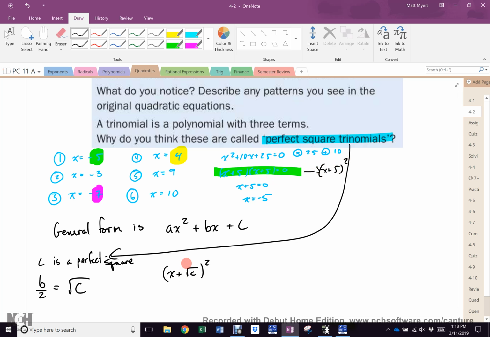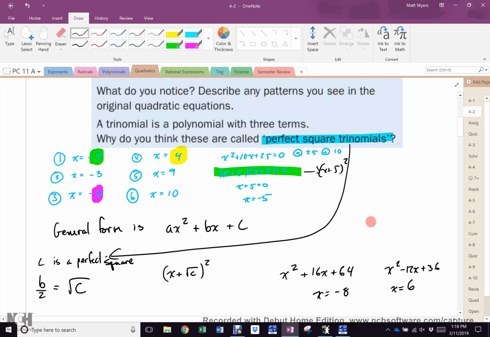Yeah? So if I give you this, x squared plus 16x plus 64. What's the answer? X equals what? Negative 8. Right? If I gave you x squared minus 12x plus 36, what's the answer? X equals positive 6. Everybody cool? Yeah? 100%?